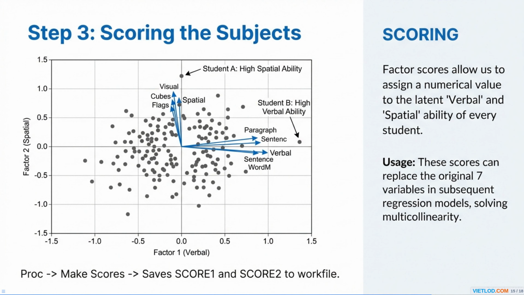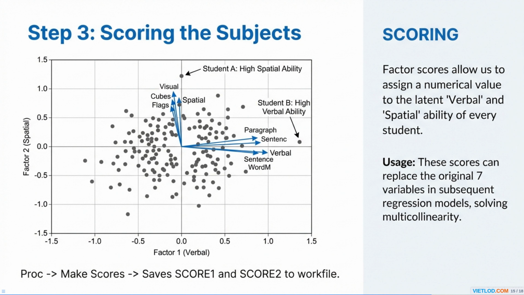A key use of these scores is dimensionality reduction. We can now replace the original 7 test score variables with just these 2 factor scores in subsequent analyses, like a regression model. This is extremely useful for solving problems like multicollinearity, where the original variables were too highly correlated to be used together as independent variables.